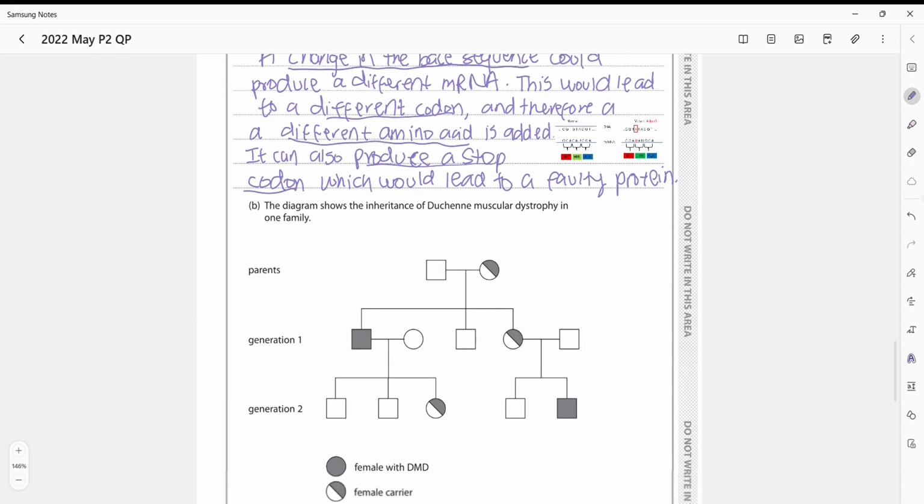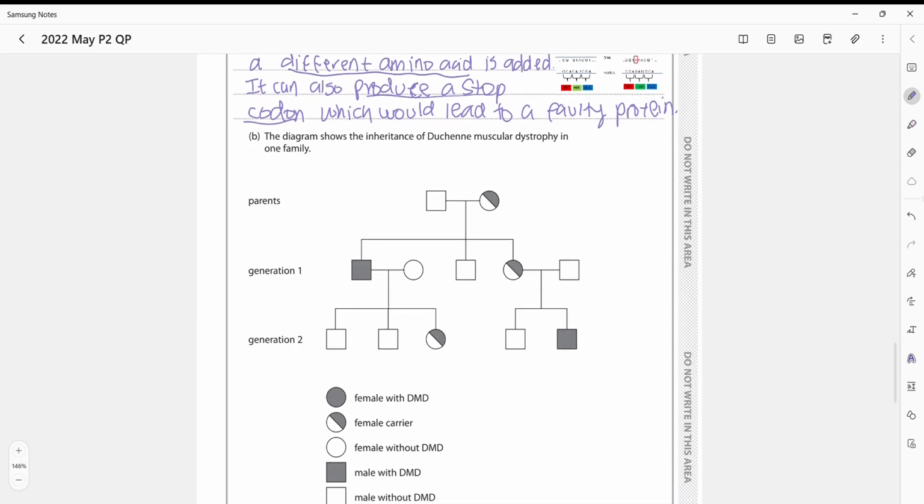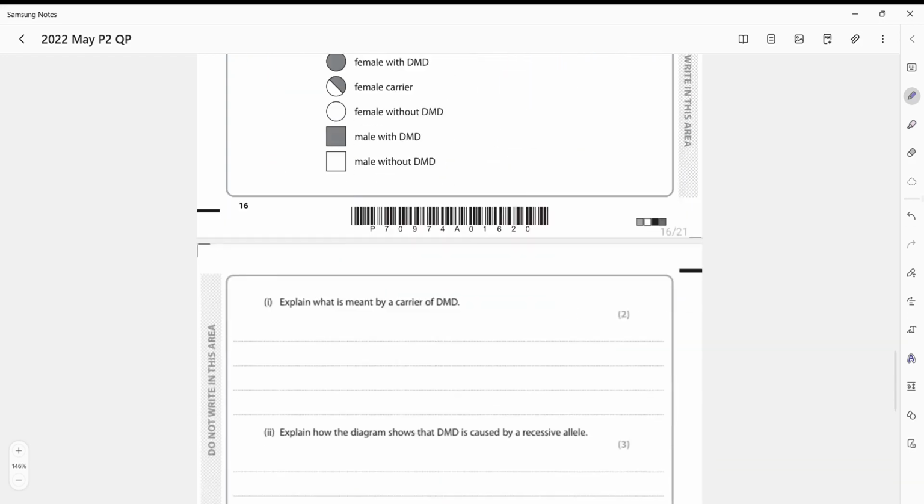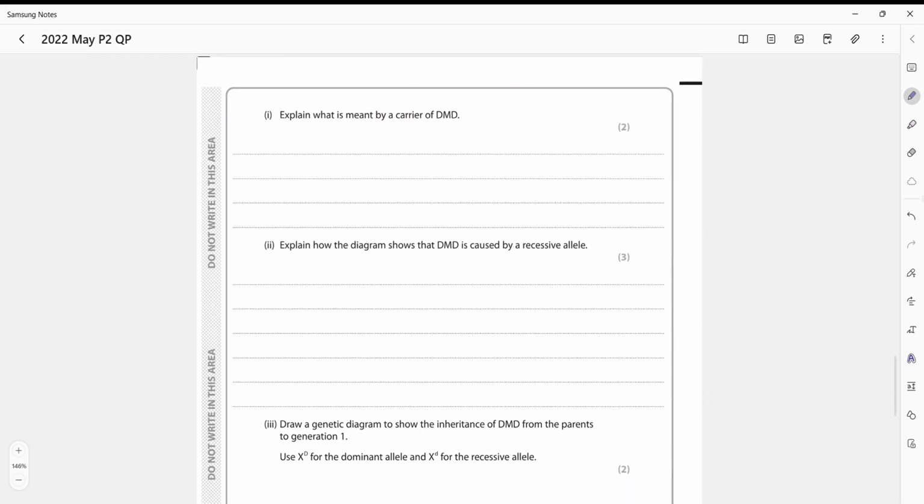Okay, so part B. The diagram shows the inheritance of Duchenne muscular dystrophy in one family, and here's a pedigree. Explain what is meant by a carrier of DMD. So essentially, a carrier is when a person is heterozygous for the recessive allele that causes the disease. So they present as healthy, but they do carry the faulty allele.